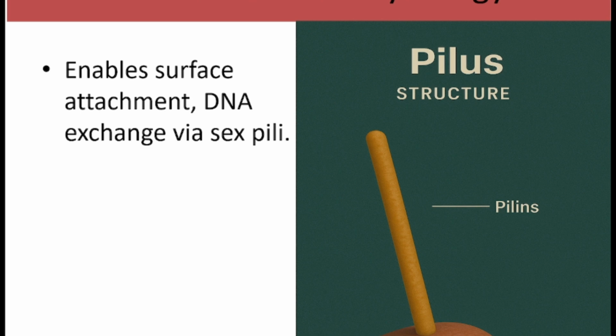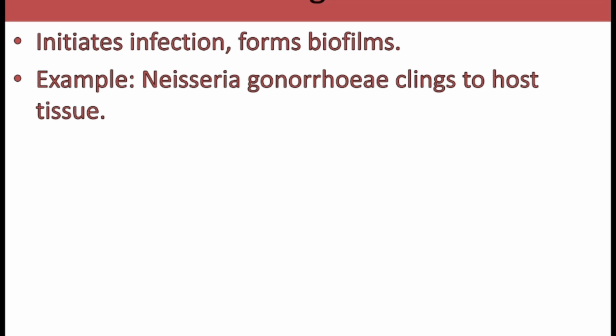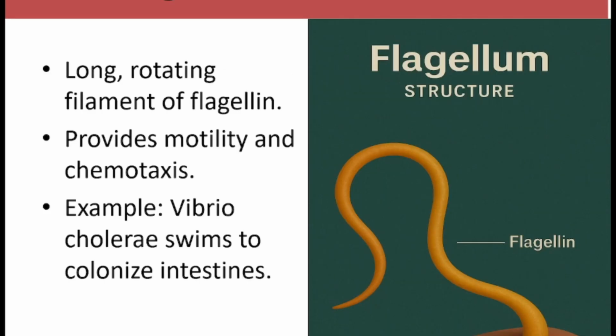So any organism that contains pili uses it for sexual exchange. It initiates infection and also forms what is called a biofilm. An example of that is what we see in Neisseria gonorrhoeae, where pili help this bacteria to clinch, to attach to the host tissue.